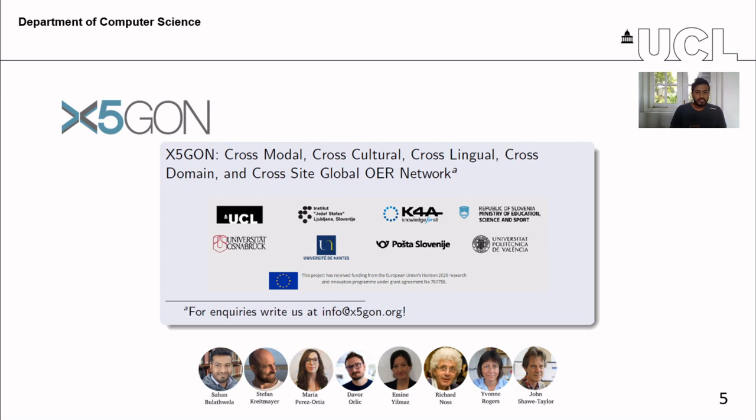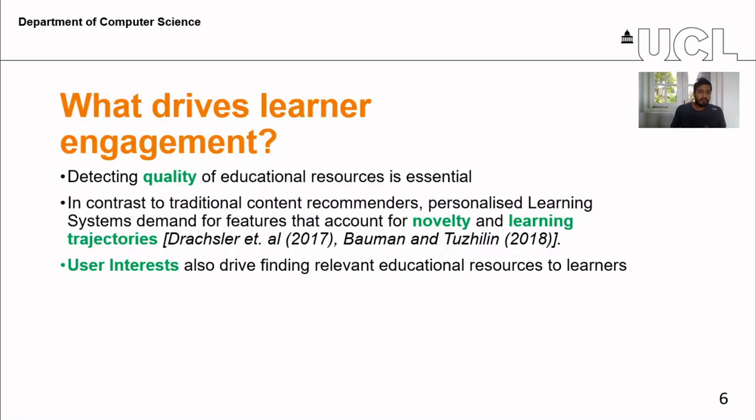And you can see here a few faces. So these are the members from UCL who are involved with this project, mainly to do with building artificial intelligence and also the human-computer interaction components of this learning system. And today I'm going to discuss most of the work that is being done by these members who are in this slide. So what we are trying to build in terms of AI within the X5GON project that I'm going to focus on today is a system that would help learners to engage with educational materials.